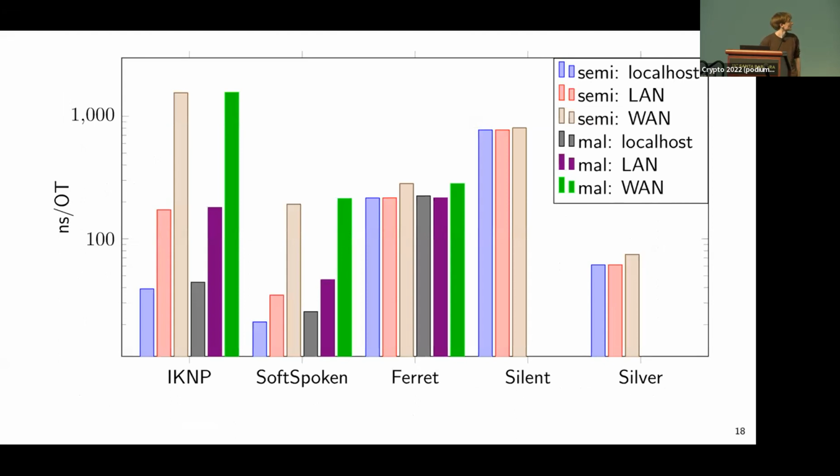Also, there's a plot of the same data. You can see that it's on a log scale of nanoseconds per OT. So say in the LAN setting, it's a fairly significant improvement for soft-spoken OT, but in the WAN, it's a little bit worse. It's a few times worse than Silver.